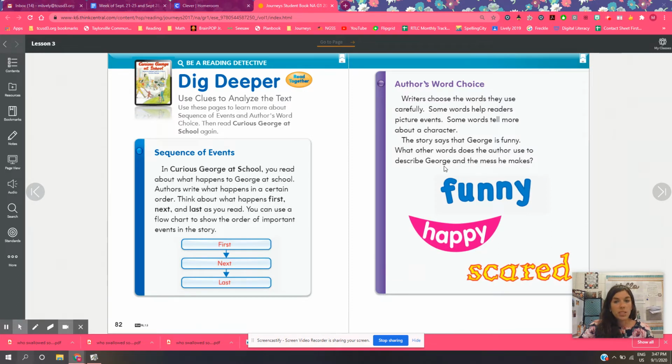So one of the other words they use is that he's sad. He's sad when he makes the big mess, but then at the end of the story, it says he's not sad when the kids help clean it up.